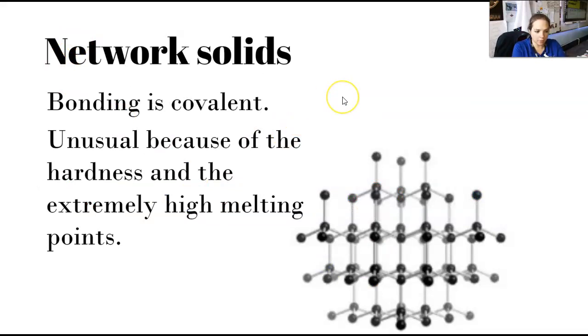All right. So what is a network solid? The bonding is covalent. And it's unusual because of the hardness and the extremely high melting points. Because remember, ionics have those high melting points. They usually have the lattice structure. But looking at these network solids, they're covalent. They're not ionic.